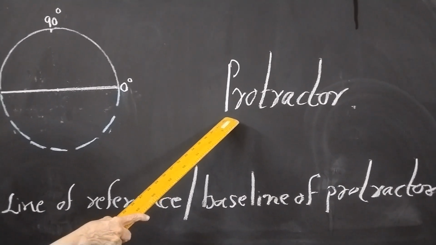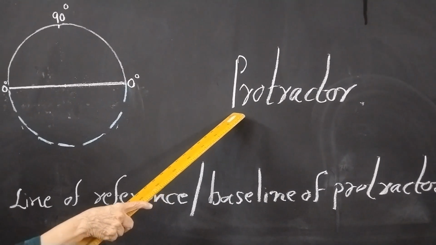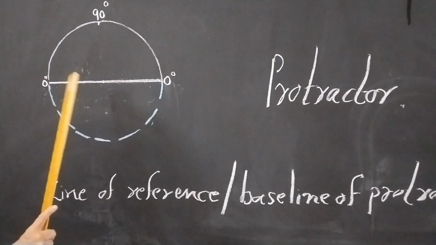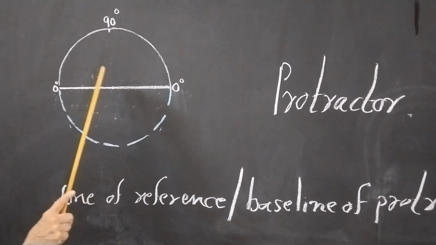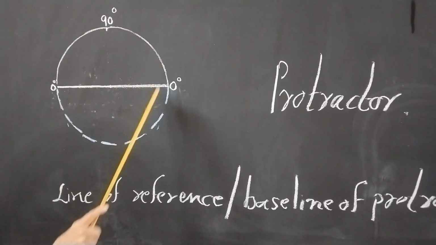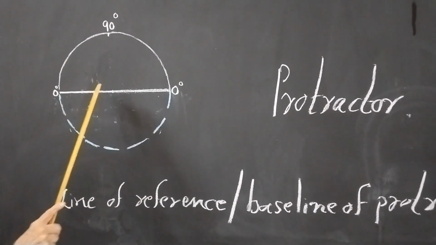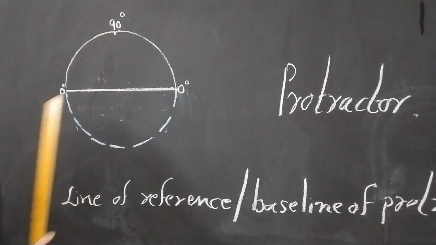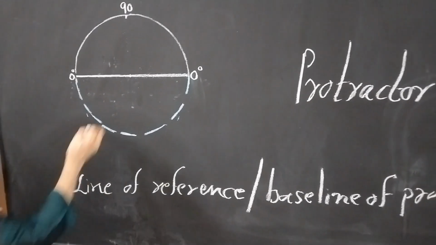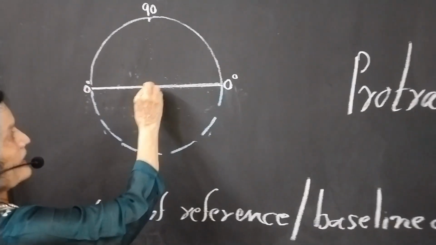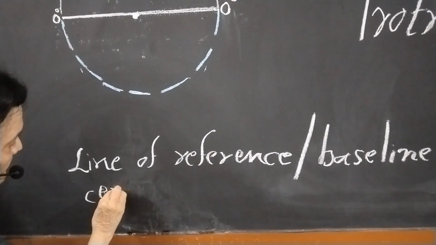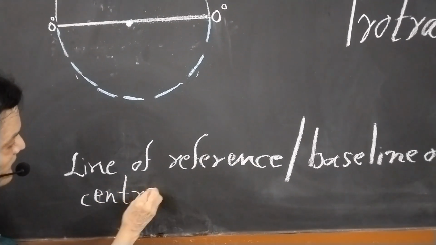Have you followed this much? Yes, Nani. Okay. Now this diameter has one center. This is the center of the entire circle also, and this is the center of the protractor also. So the second one is this, that we must remember. This is the center of the protractor.